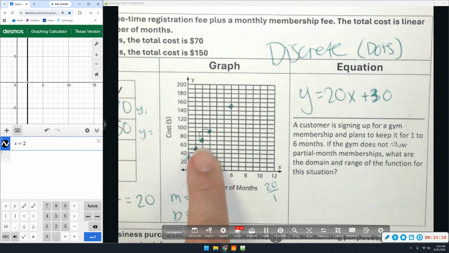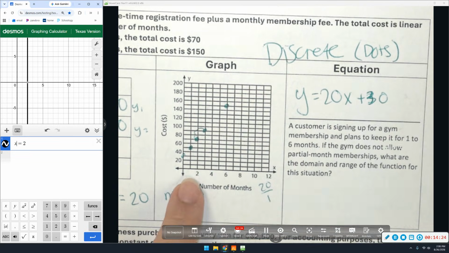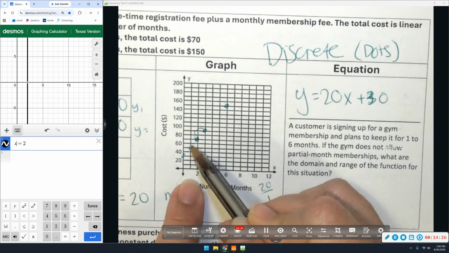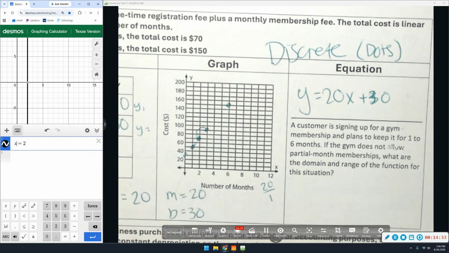Because what's in between the numbers doesn't make sense. So we're counting months, we're not measuring. Okay, another thing too is if you connect the dots, you're saying everything in between makes sense. Can you get 1.1 months of a membership? No, you have to have a full membership. So that's why the in-between doesn't make sense.